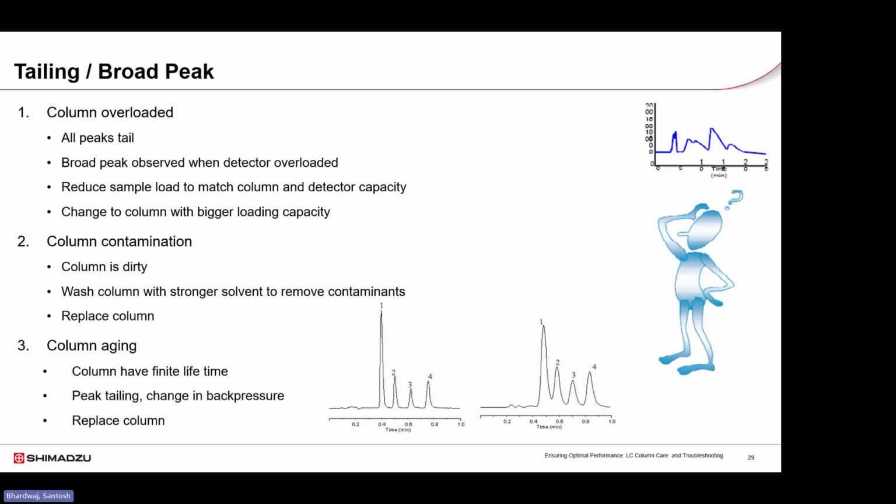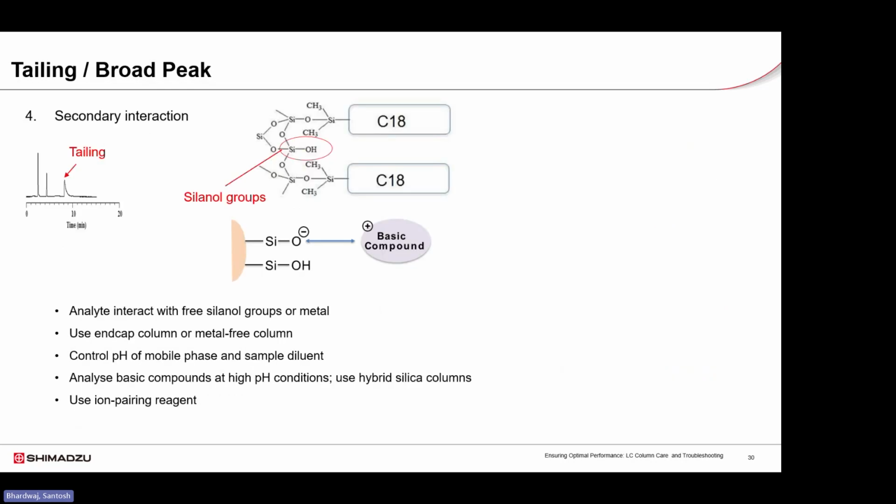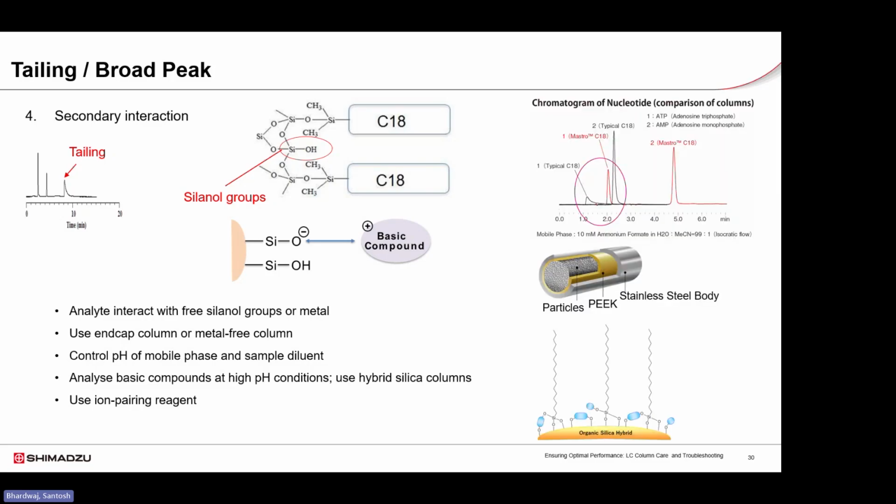Secondary interactions are a common cause of peak tailing, especially for basic compounds. Free silanol groups on silica surfaces or metal surfaces in the flow path can interact with positively charged analytes, leading to tailing peaks. To reduce these interactions, using end-capped columns and metal-free hardware can be very effective.